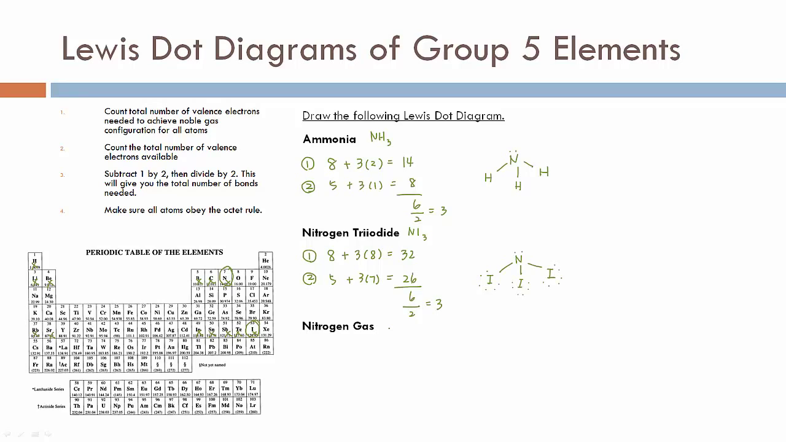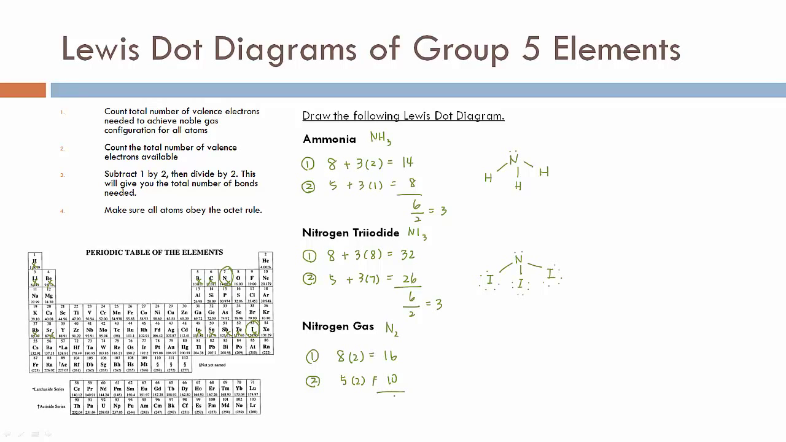The last example that we'll be doing on this slide is nitrogen gas, which is N2. Nitrogen would like 8 electrons to fill its valence shell. Because there's 2 nitrogens, you multiply by 2. So you get 16. The second step is determining the number of valence electrons in nitrogen. There's actually 5 valence electrons in nitrogen. Again, you multiply by 2 because there's 2 nitrogens. This is equal to 10.